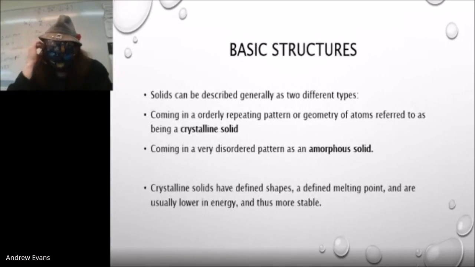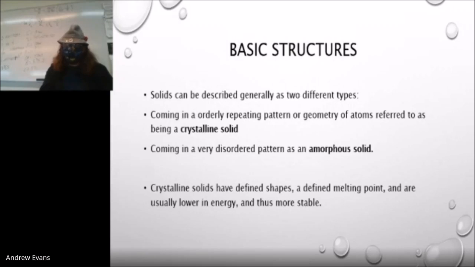Now, when we talk about solids, most of the time we're going to talk about some basic structures. They can adopt two different types, one of which we'll talk about, the other we won't really talk about. The one we'll talk about, which is 90% of the cases, is an orderly repeating pattern or geometry of atoms, which we call a crystalline solid.